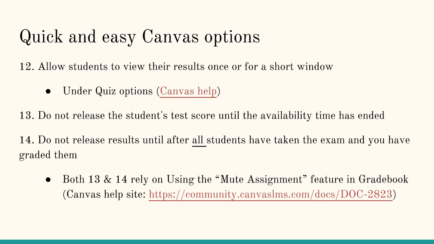You can allow students to view their results only once or for a very short window of time. This is also under quiz options. Or you can release the students' test scores, or you should never release the students' test scores until after the availability time has ended. So don't let the students who do things first be able to share their results or what they learned with other students who are maybe procrastinators. And make sure that you have not released the results until every student has taken the exam and you've graded them. Both 13 and 14 rely on the function for mute assignment, which is a feature in the Canvas gradebook that I use all the time and love. And like I said, that's a link that we can look at.